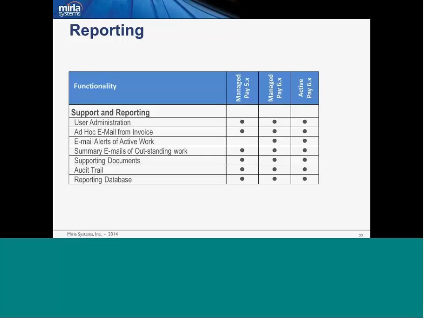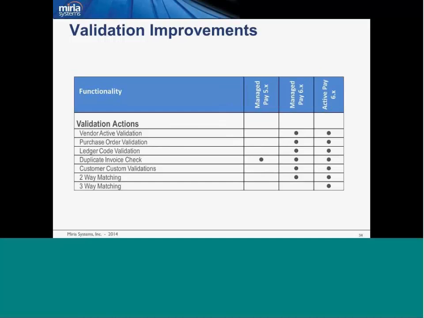The main thing in the reporting that's new for many people is email alerts around active work. We've greatly improved the capabilities to ensure that you've got full follow-up on things. The standard reporting database, audit trail, and supporting document attachments have always been there. We now have the ability to attach multiple documents to different transactions and invoices. That functionality may not have been available depending on when you implemented it.